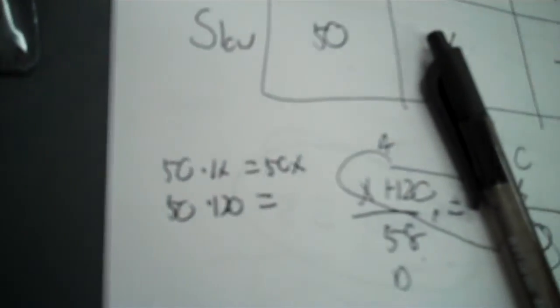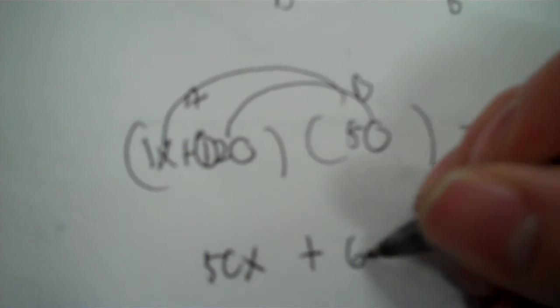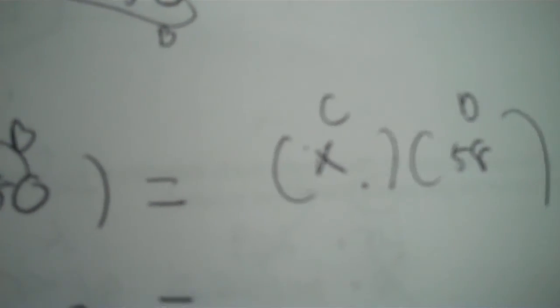Now, the side with the plus sign, we got to make our distribution. Okay, 50 times 1x and 50 times 120. So that's 50x on that side. And then 6,000 on the other side. The other side, you really don't have to distribute, okay? Because you don't have a plus, it'd just be 58x.